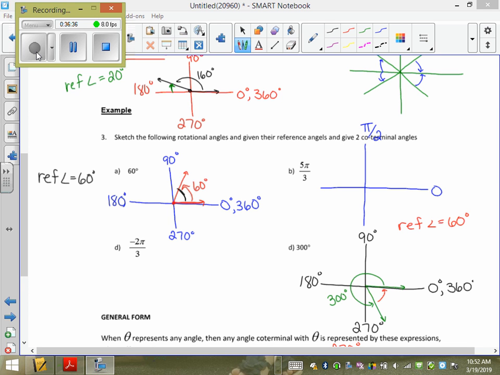Then this one is going to be 180 divided by 180. Add a pi. What's 180 divided by 180? 1. So it's just pi here. Then this one is going to be 270 divided by 180. What's 270 divided by 180? As a reduced fraction. 3 pi over 2.